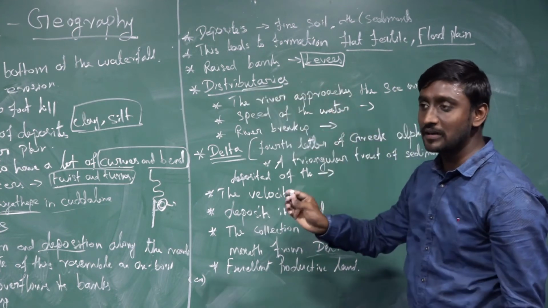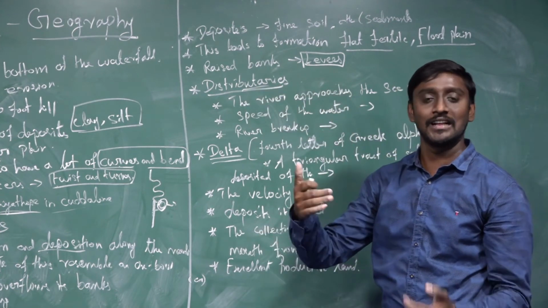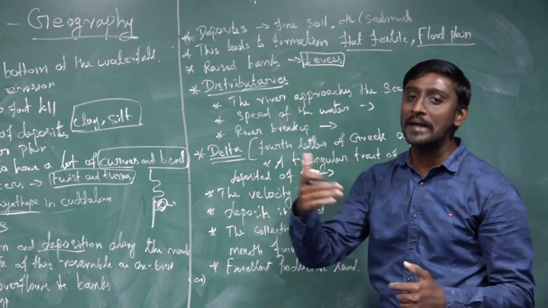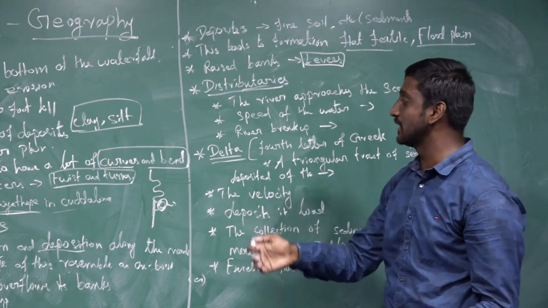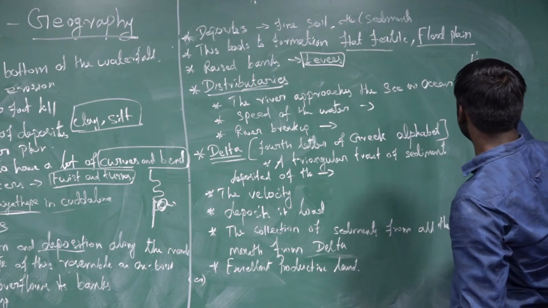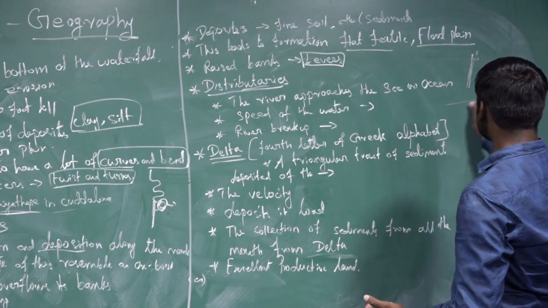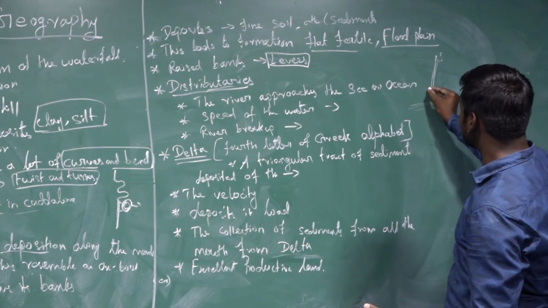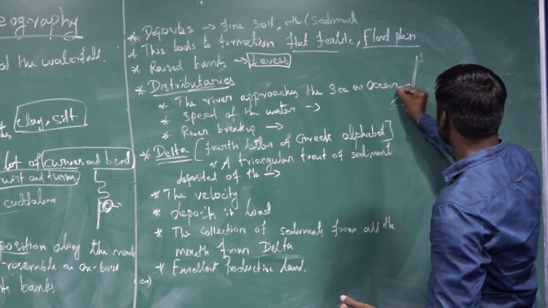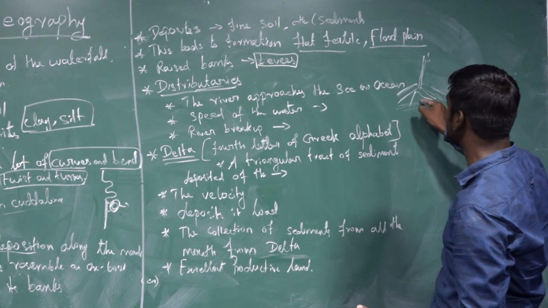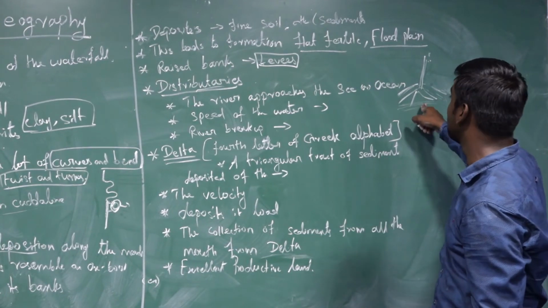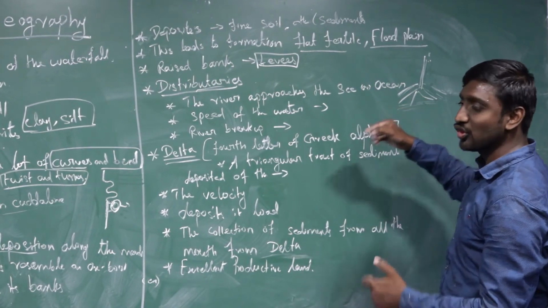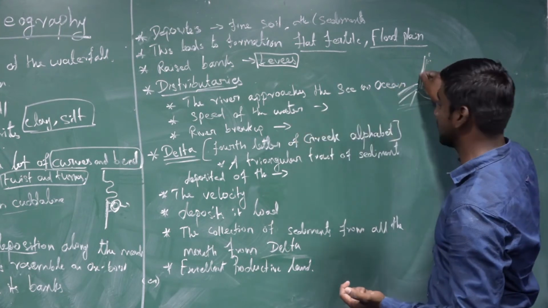Distributaries are rivers that do not return to the main stream after leaving it. When the river enters the sea or ocean, it makes a lot of rivers, the distributaries. These rivers do not return to the main stream.